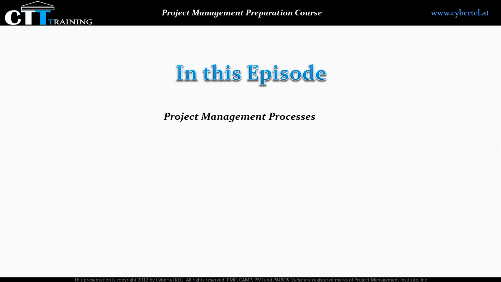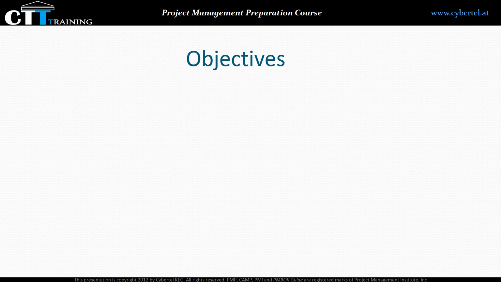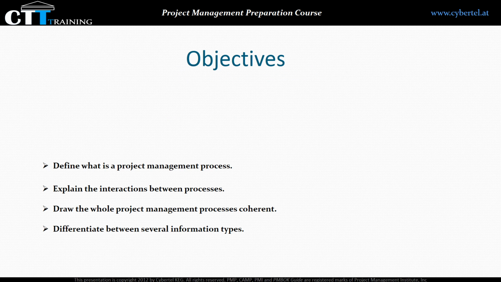In this episode we will talk about the project management processes. At the end of this episode you will be able to define what is a project management process, explain the interaction between processes, and draw the whole project management processes coherent. Also to differentiate between several information types we may have in our project.